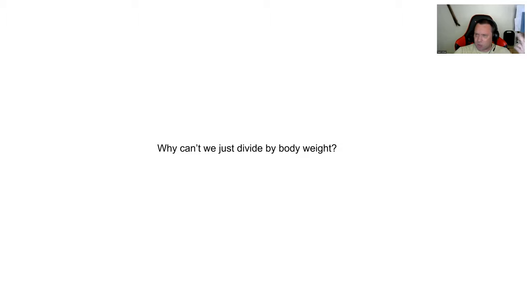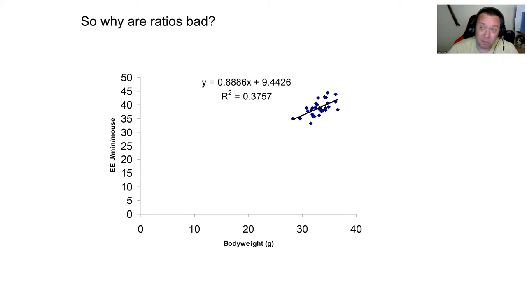So going back to this, why can't we just divide by straight body weight? I mean, it seems straightforward. We want to know metabolic rate, and that's energy expenditure per gram of organism. Let's just divide by the number of grams. The problem with this is that we do not see an intercept between the relationship between body weight and energy expenditure at the origin.